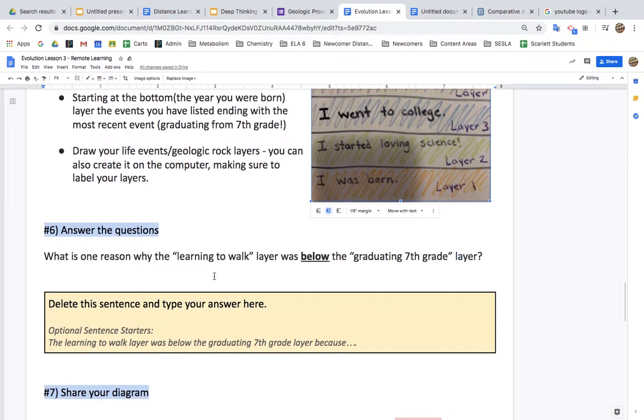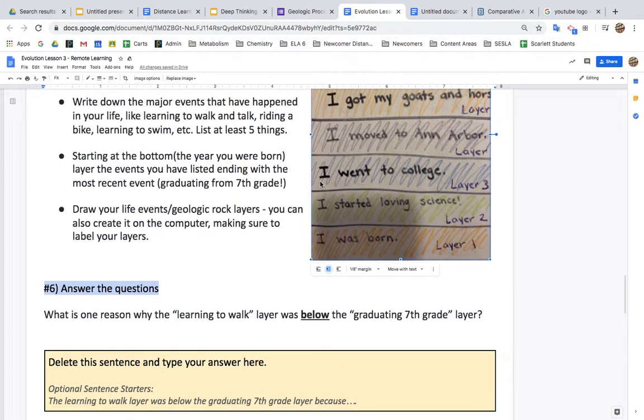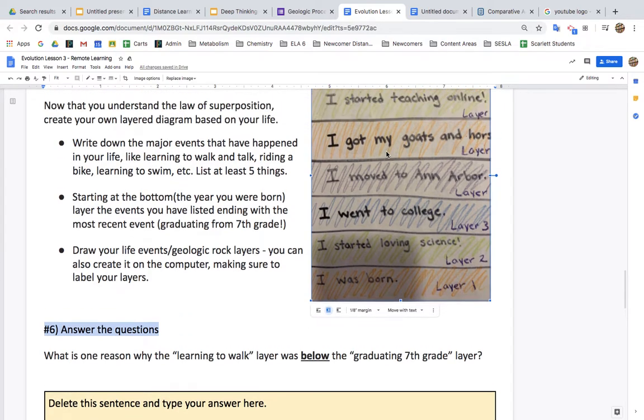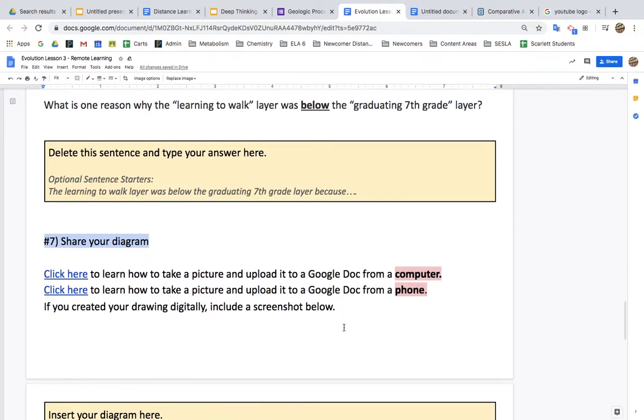When you're done, answer the question: why is the learning to walk layer below your graduating 7th grade layer? If you can answer that question, that shows you understand the law of superposition.